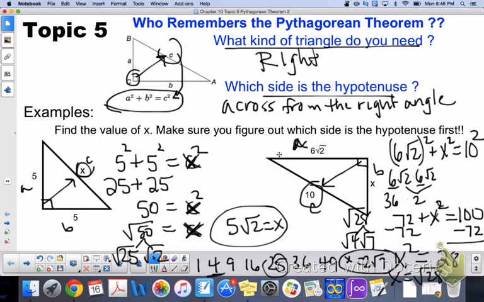And there you have it. That is how we solve problems using the Pythagorean theorem. Go ahead, do the U-tries, have fun, and we'll talk about them tomorrow in class.